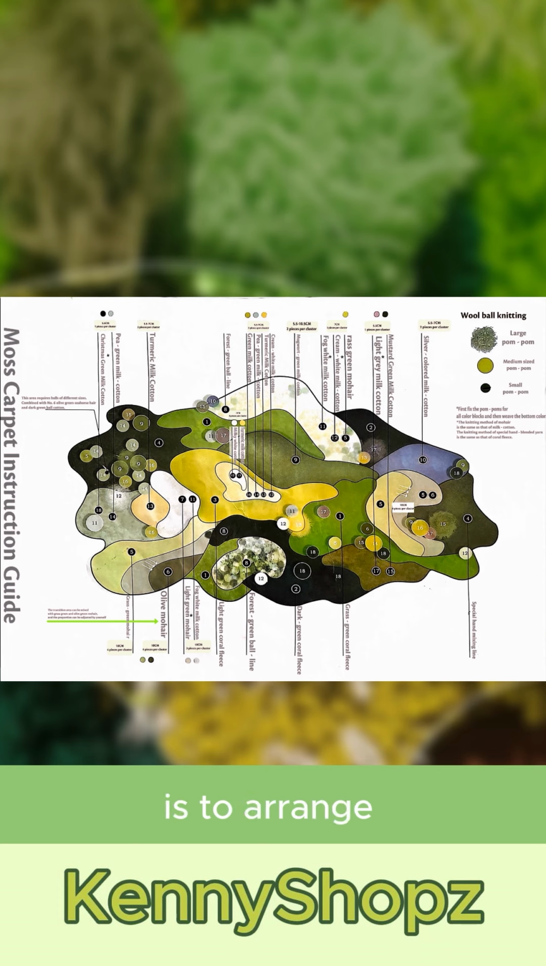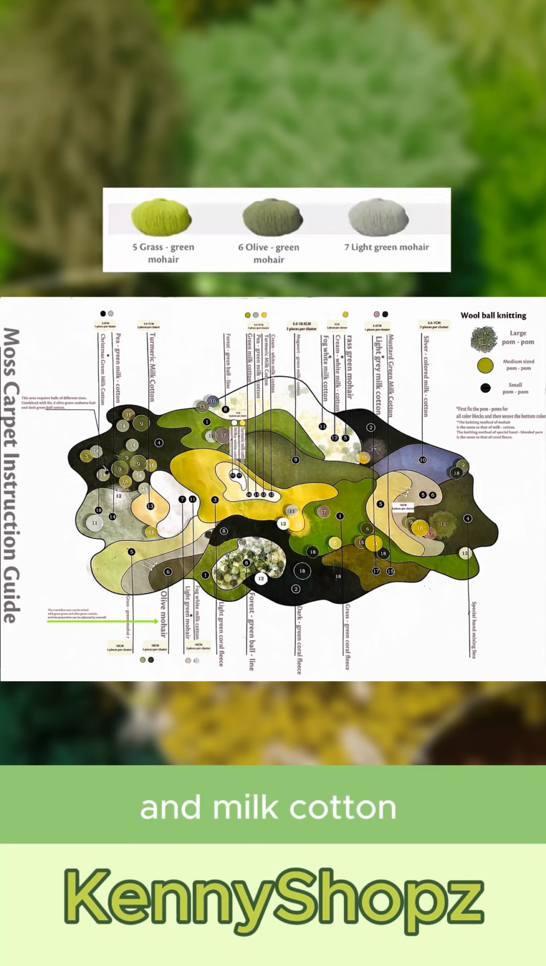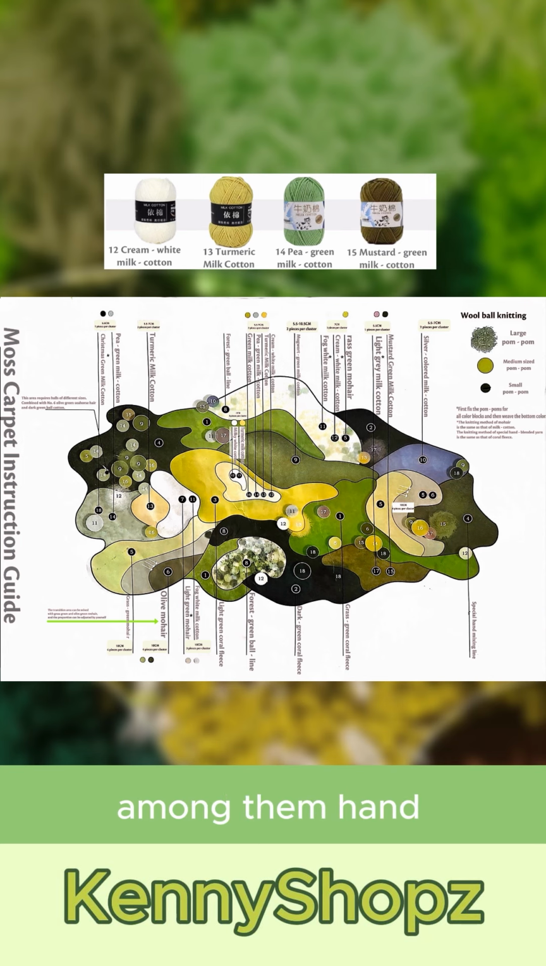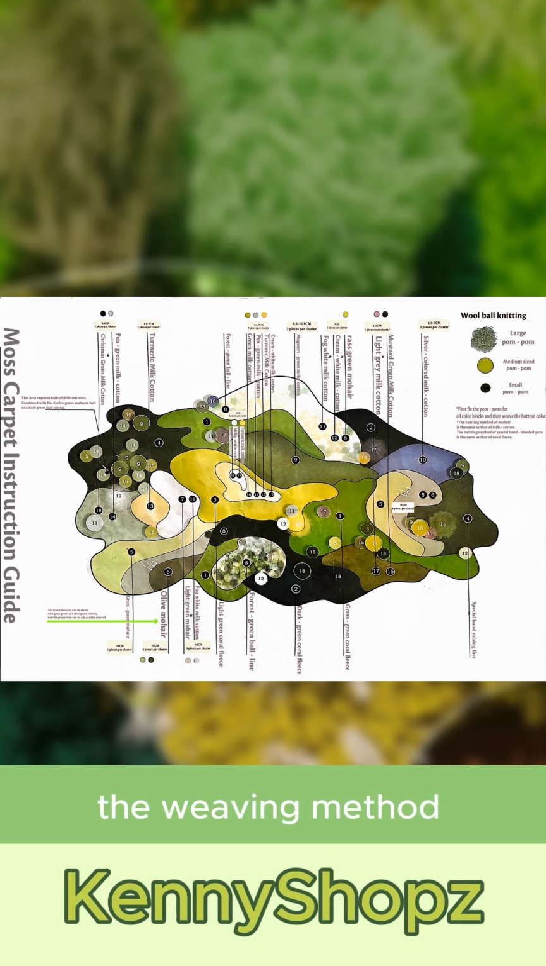The first step is to arrange the lines according to the color blocks on the drawing. There are roughly 3 types of yarn: coral fleece, mohair, and milk cotton. Among them, hand-wound yarn's weaving method is the same as coral fleece. The weaving method of mohair and milk cotton is the same. Mohair and milk cotton are tutorial 3. Coral fleece and hand-wound yarn are tutorial 4.